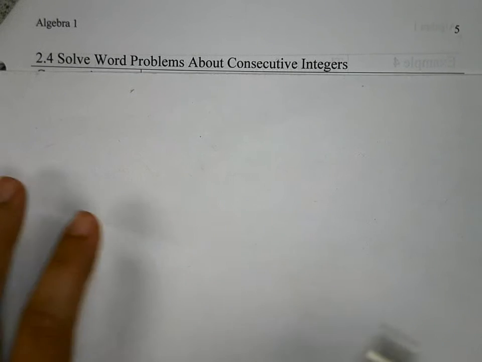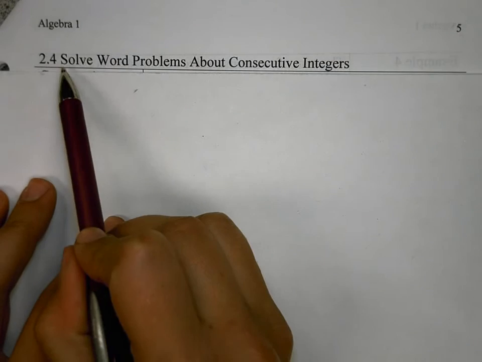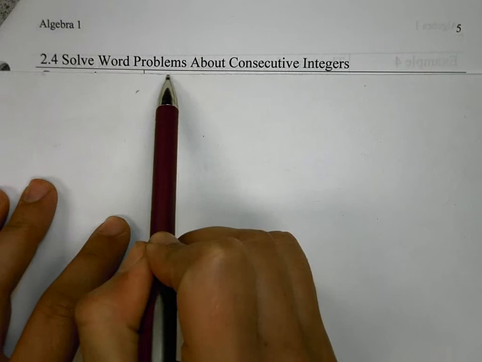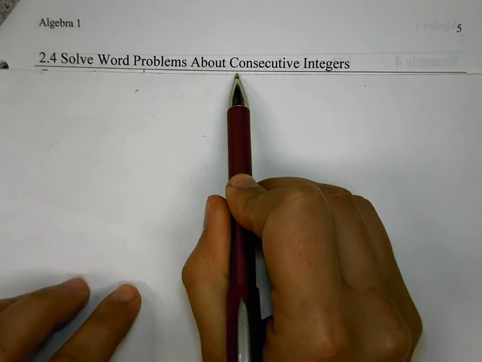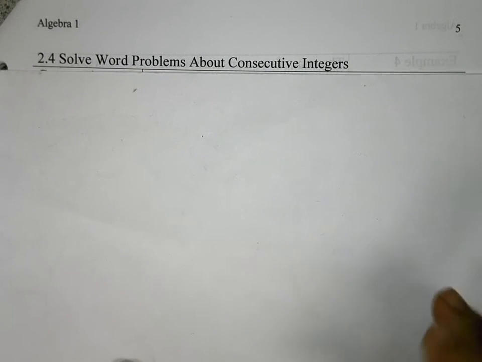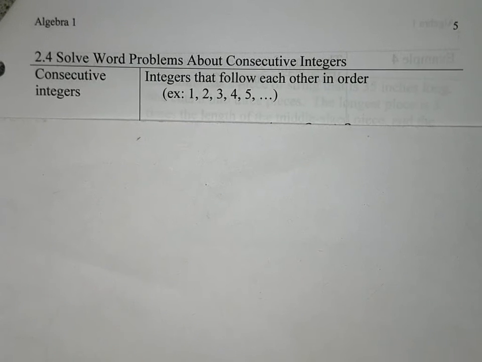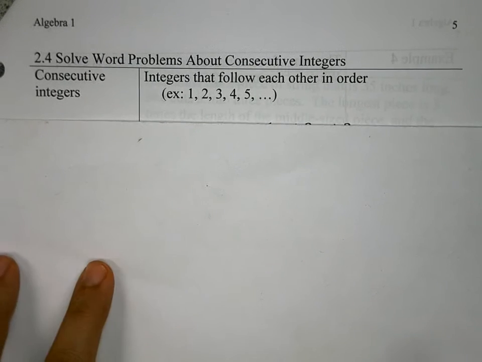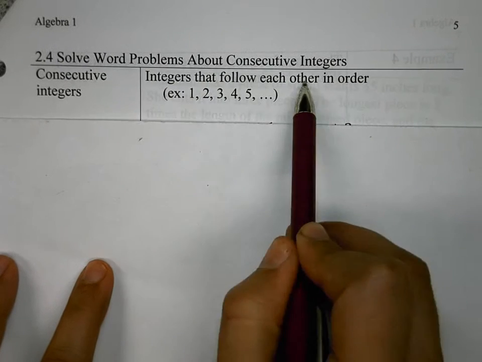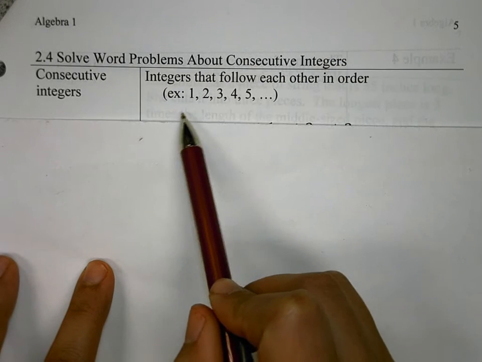So today we are looking at 2.4 and we are solving some more word problems, but this time they're specifically about what we call consecutive integers. So we do have a definition here. Consecutive integers are integers that follow each other in order. So just stuff that you see on a number line.